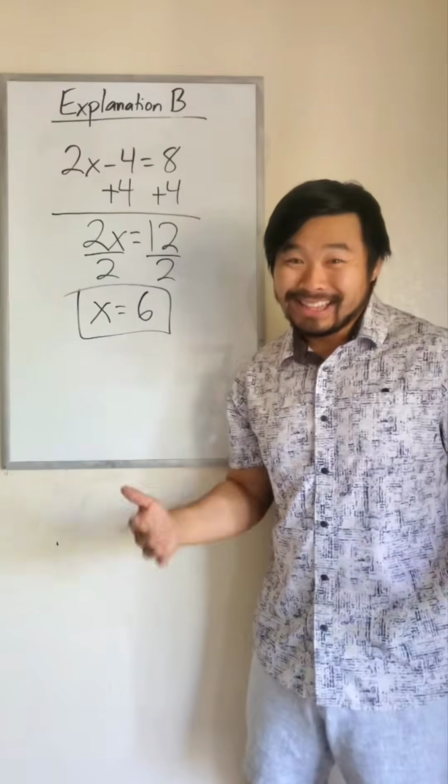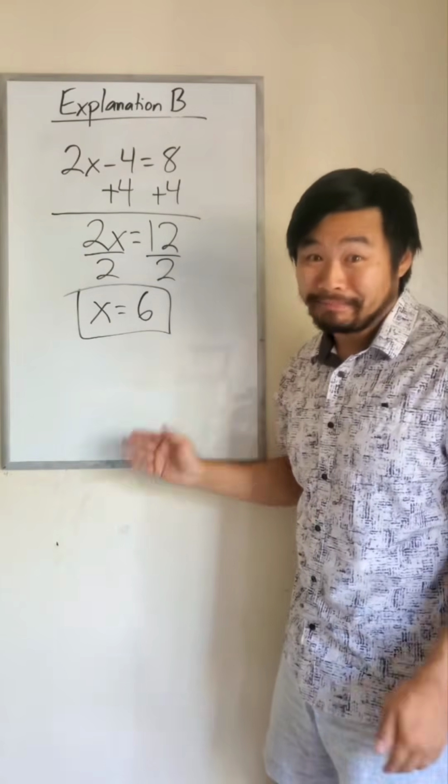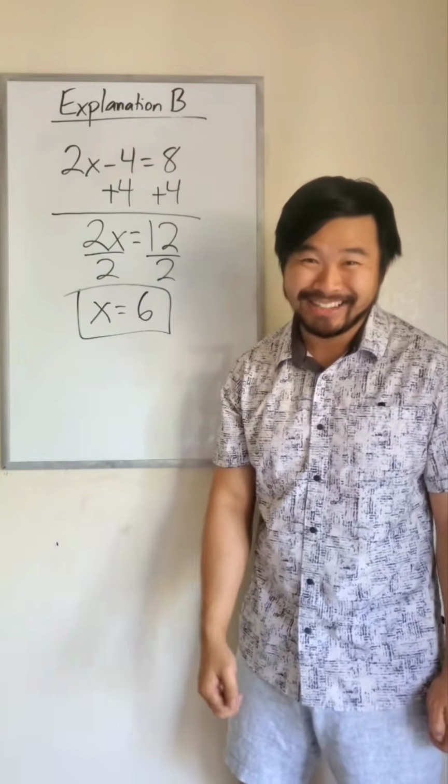Now remember, our goal is to solve for x, so let's divide both sides by 2. On the left, 2x divided by 2 is x, and on the right we have 12 divided by 2, which is 6. So we see that x equals 6. And this is what I wrote for explanation B. Same thing as explanation A.